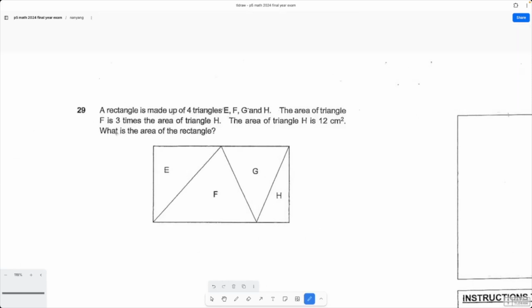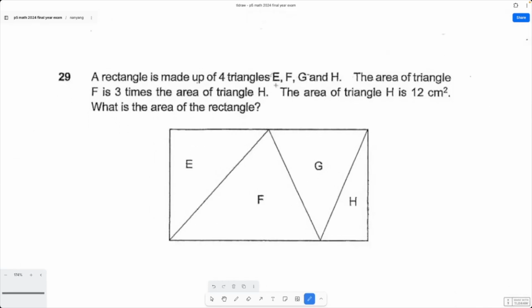A rectangle is made up of four triangles: E, F, G, H. The area of triangle F is 3 times the area of triangle H. The area of triangle H is 12 centimeters squared. What's the area of the rectangle?